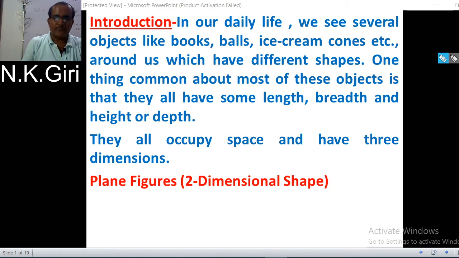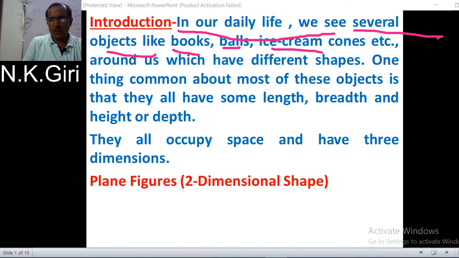In our daily life, we see several objects like books, balls, ice cream cones, etc. around us, which have different shapes. One thing common about most of these objects is that they all have some length, breadth, and height or depth. They all occupy space and have three dimensions.